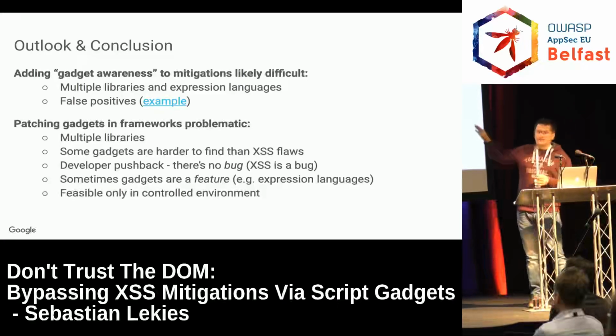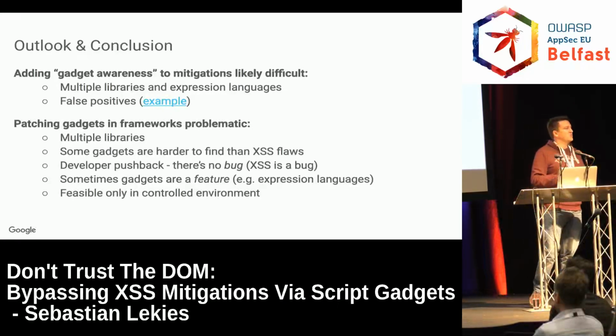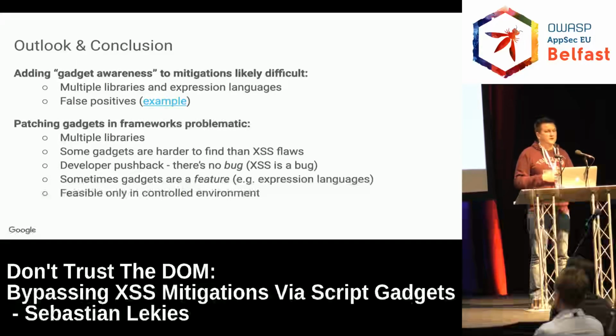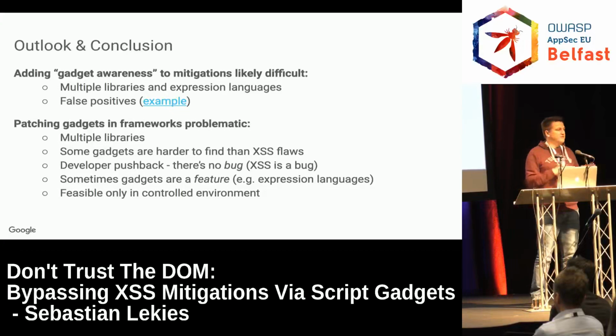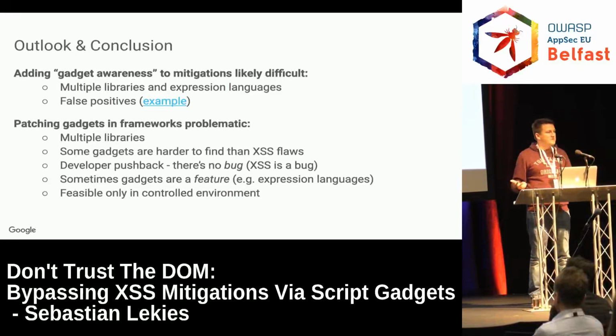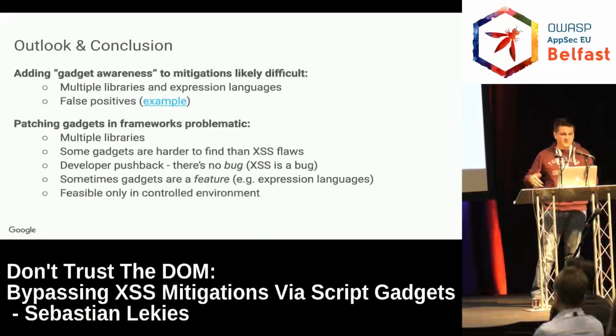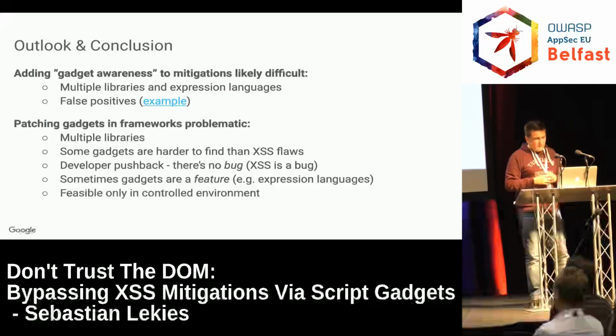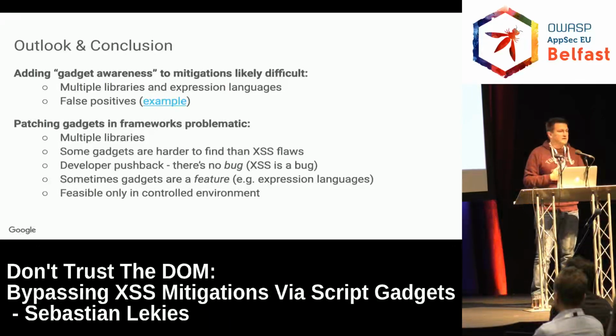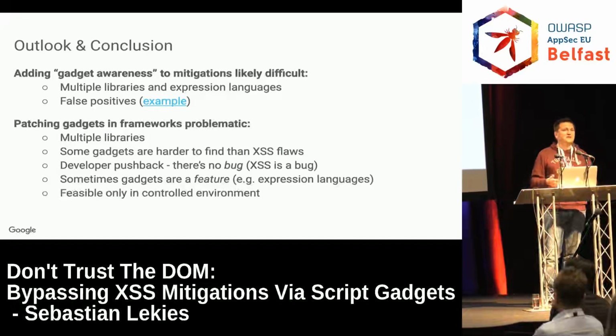The second approach that you can take is patching gadgets in frameworks. So remove them from the frameworks. And I think while it is possible, it can be difficult in practice. Because we just have so many different libraries and you need to patch all of them, we found gadgets in all of them, except for React, because of the special way they handle the DOM. But also gadgets are hard to find, right? Some are very easy to find. Right now it's very easy because nobody ever looked at it.